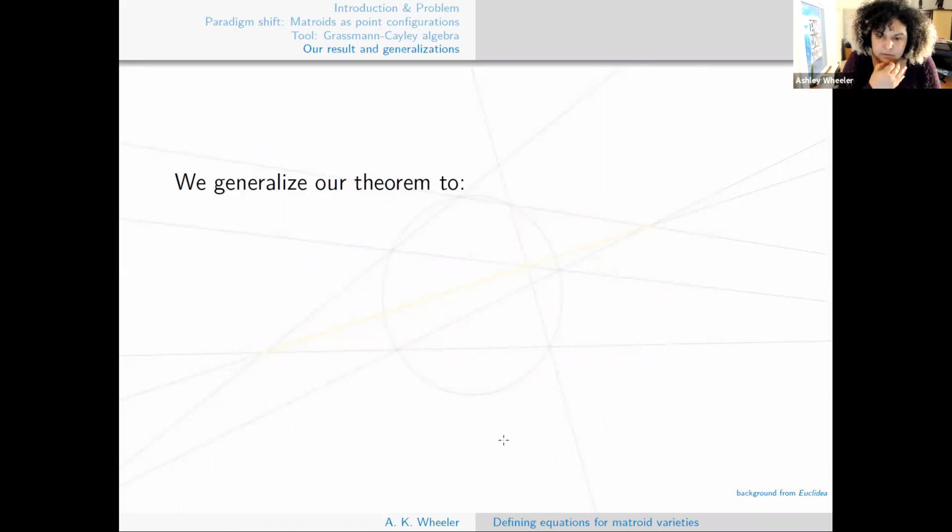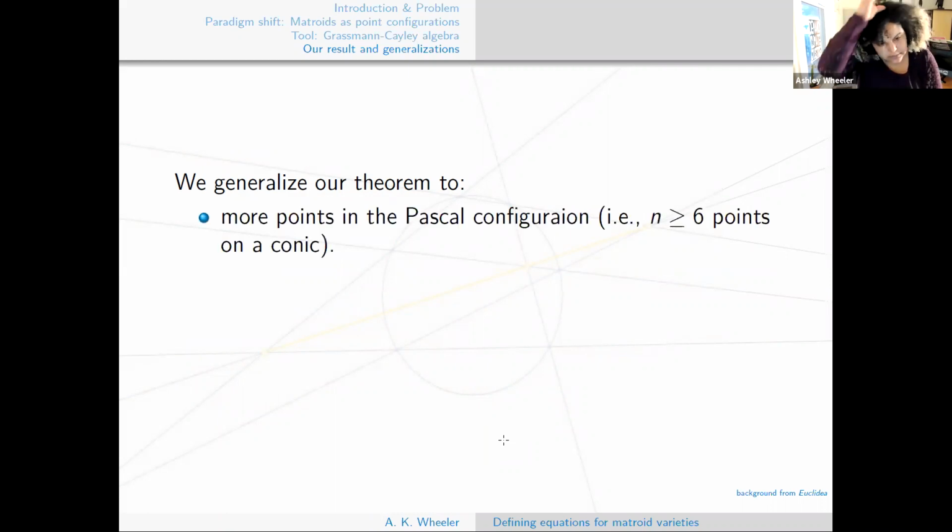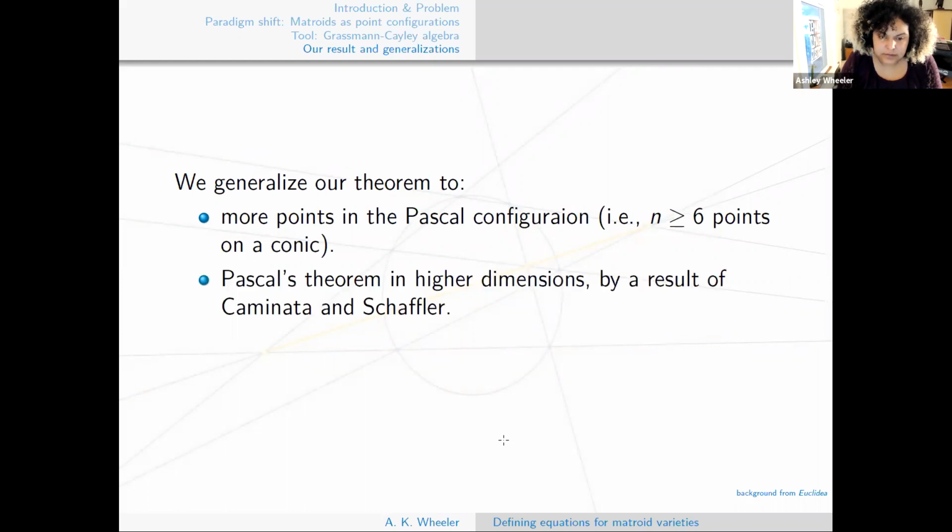Finally, I want to talk about some generalizations of the theorem. We have a generalization to more points in the Pascal configuration. In other words, we stuff more points on the conic, and each collection of 6 points out of that collection of points gives a quartic. So we got equations that way. There's a generalization of Pascal's theorem to higher dimensions given by Caminata and Schaffler. And we use that to find defining equations for an infinite class of matroid varieties.